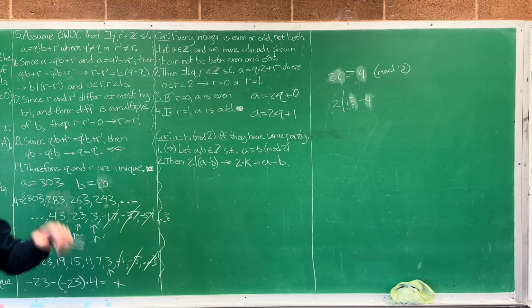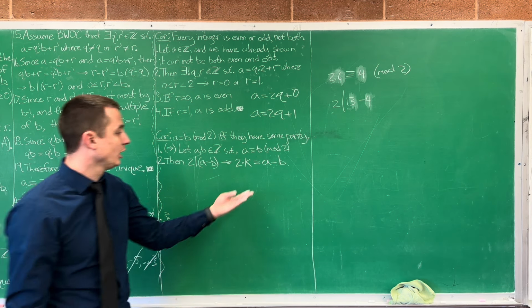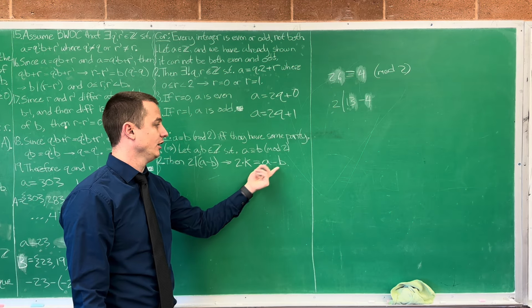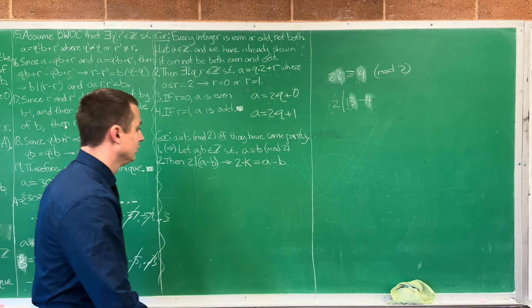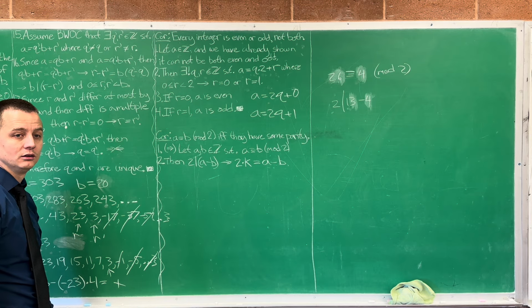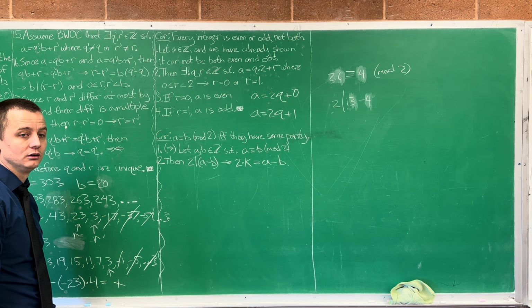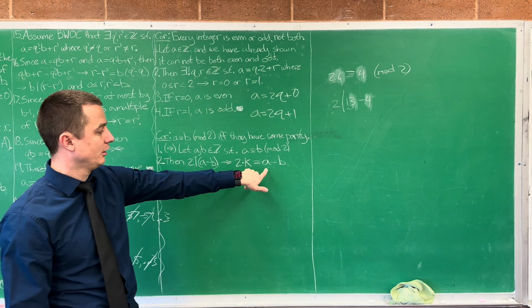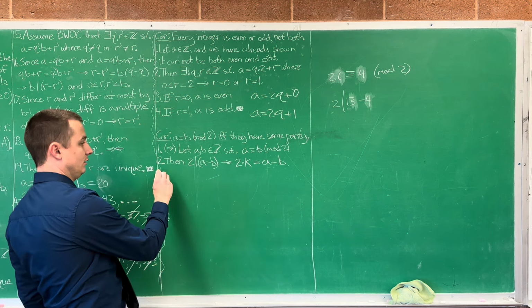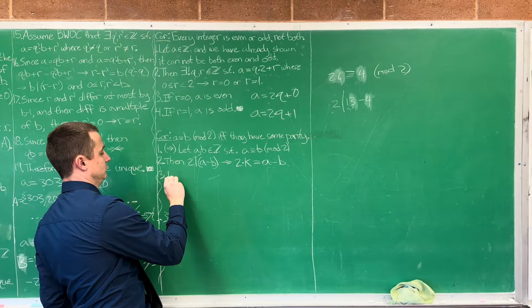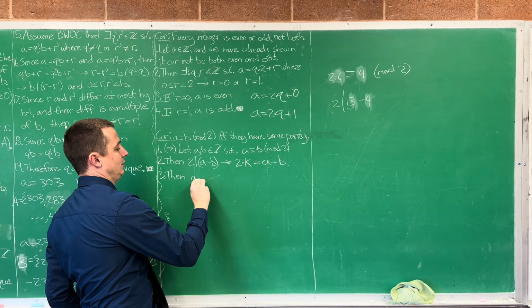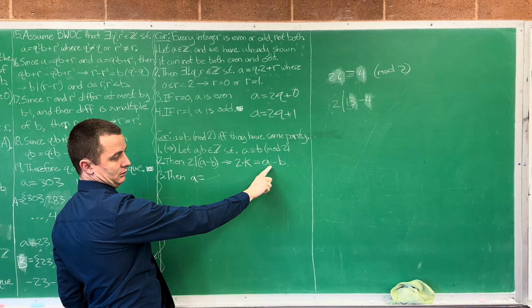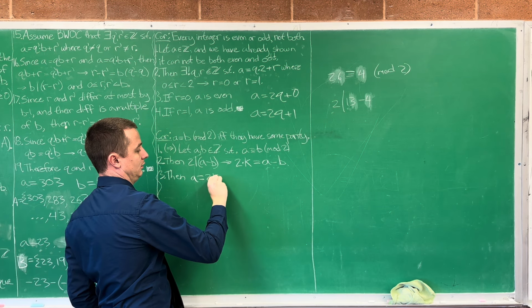With me so far? Okay, now what? I'm trying to show that they have the same parity. I'm trying to show that if A is even, B is even, and if A is odd, B is odd. Let's solve for one of them. Which one do you want to solve for? Solve for A, it's easy. Then A is equal to 2k plus B.